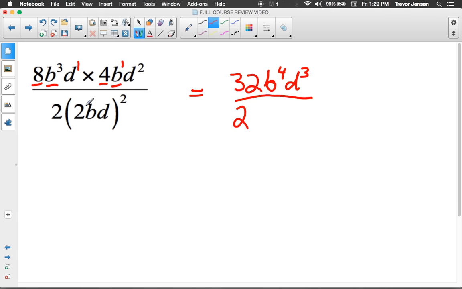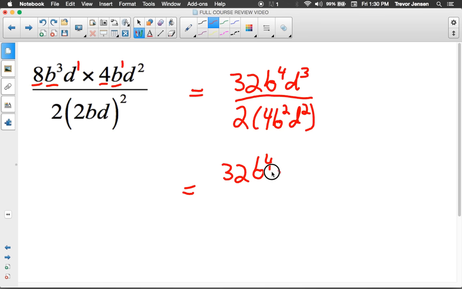And let's just do this power of a product rule here, where this exponent of 2 has to go on each factor of the base. It has to go on the 2, the b, and the d. So we have to square the 2, which makes it a 4. We have to square the b, which makes it a b squared, and square the d, which makes it a d squared. So now I have 2 times 4b squared d squared. So I can simplify that 2 times 4 and make it an 8.